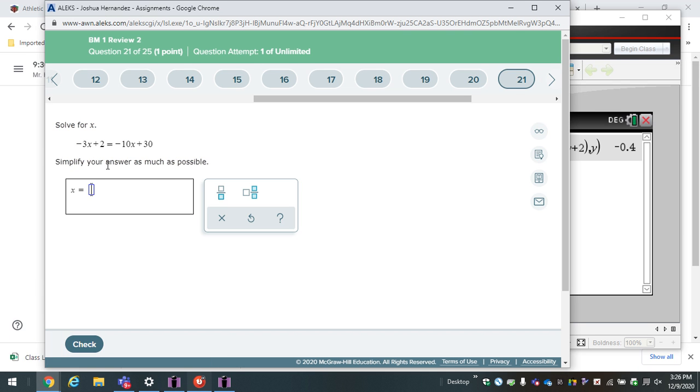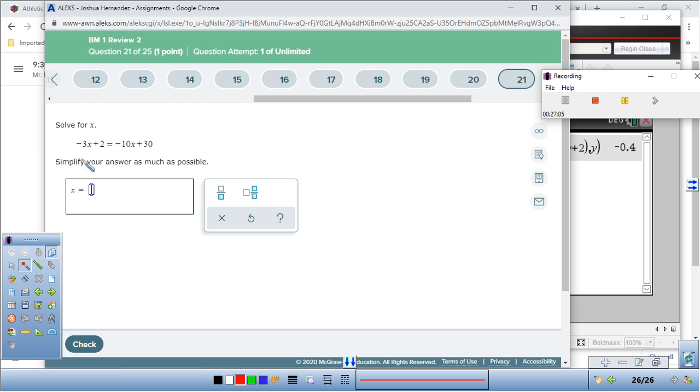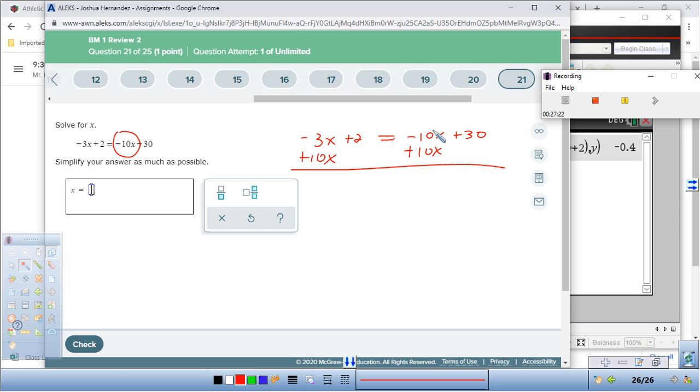Let me see this last one. Oh, same idea. I think I can beat the calculator with this one. I want to move the smaller one, so I'm going to have negative 3x plus 2y plus 2 is equal to negative 10x plus 30. I'm going to add 10x, and these cancel. We're going to go with 7x plus 2 is equal to 30. Minus 2, minus 2. 7x is equal to 28. Divide by 7, divide by 7, x is equal to 4.